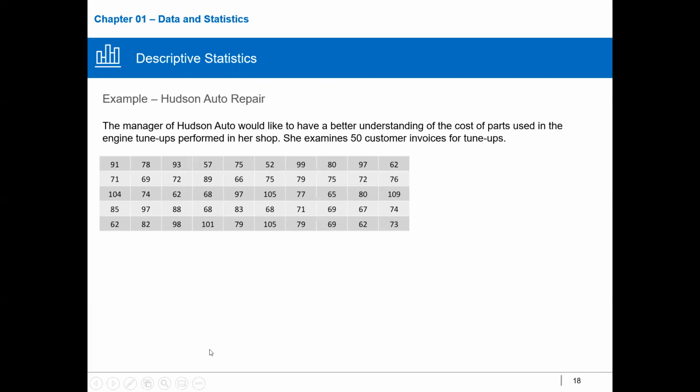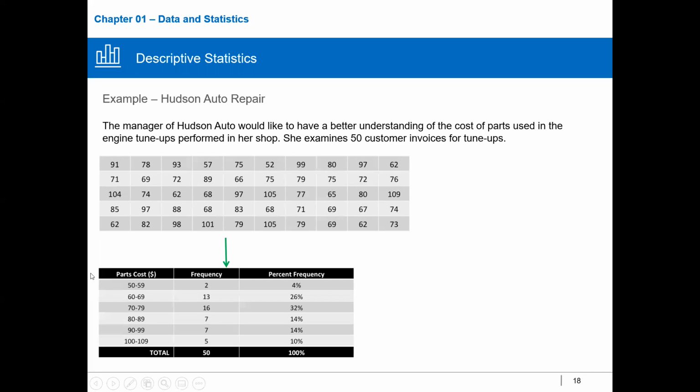And you can see here some different costs of parts, okay? $91, $71, $104, $68, $69, $76, and so on and so forth. So she takes a step back and says, I'm going to break it down in intervals here: 50 to 59, 60 to 69, 70 to 79, and so on. And she'll count the frequency. How many times did a part cost end up between $50 and $59 on an invoice? Two of them, for example. I see 57 and I see 52, two.